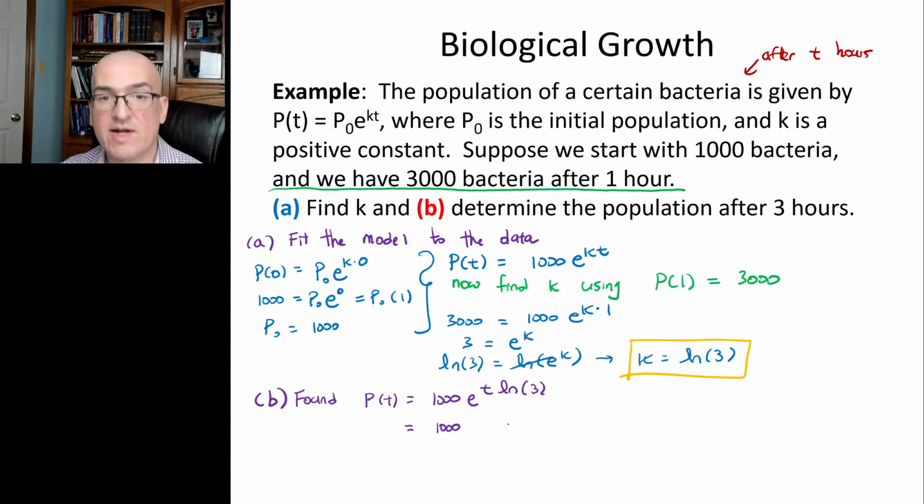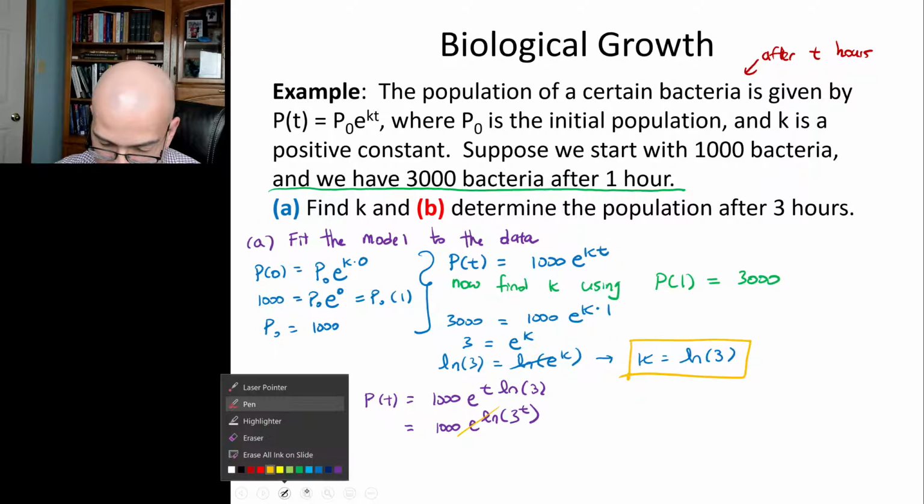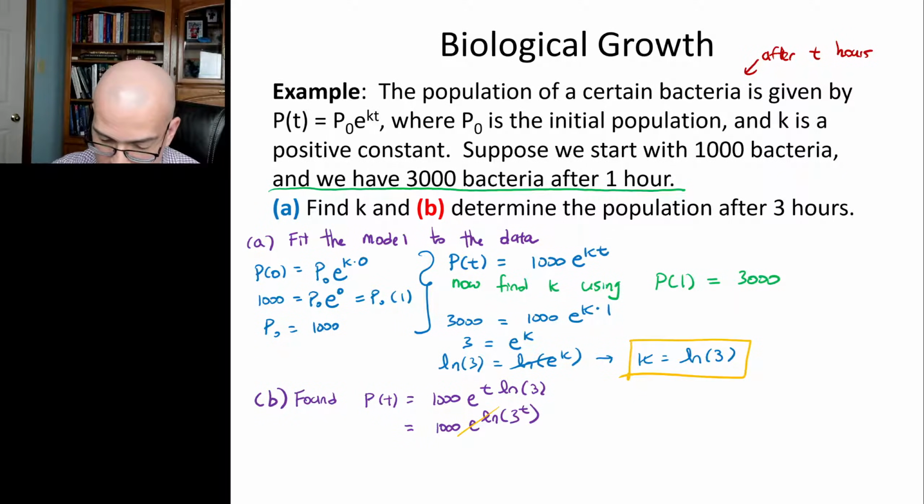We already did this trick. I'm going to bring the t up as a power on the 3 using that log property, e to the ln of 3 to the power of t. We're going to cancel this, cancellation law, and then we get P of t is equal to 1000 multiplied by 3 to the t. And yes, use a dot. You just use the dot so it doesn't look like 10,000 and 3 all to the t.